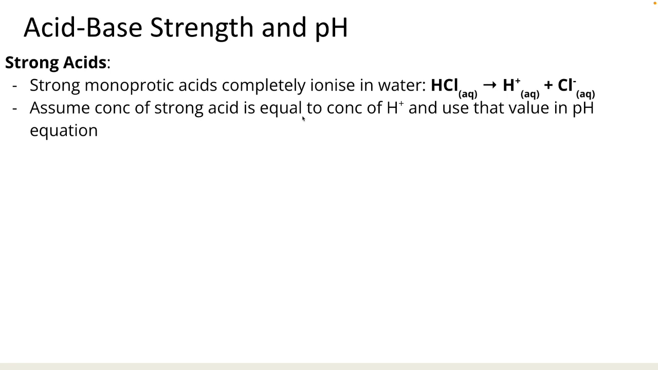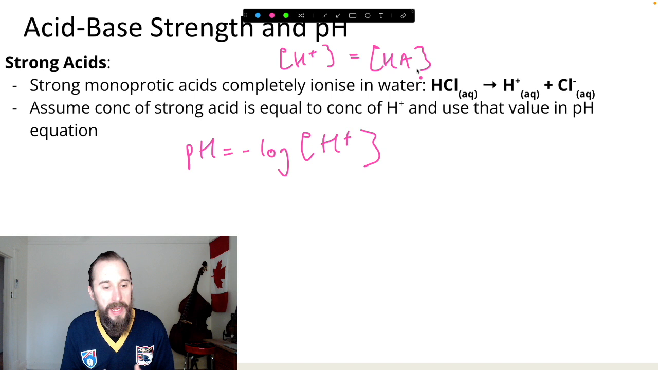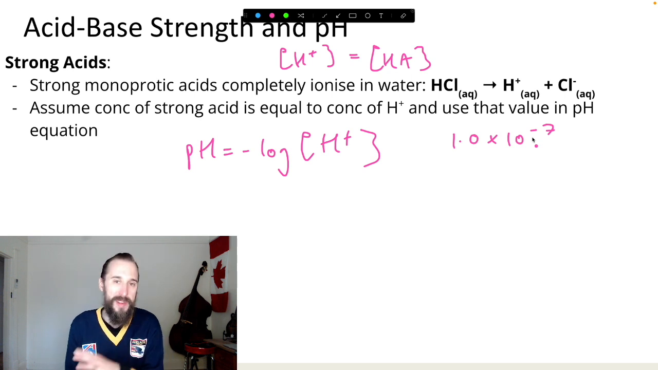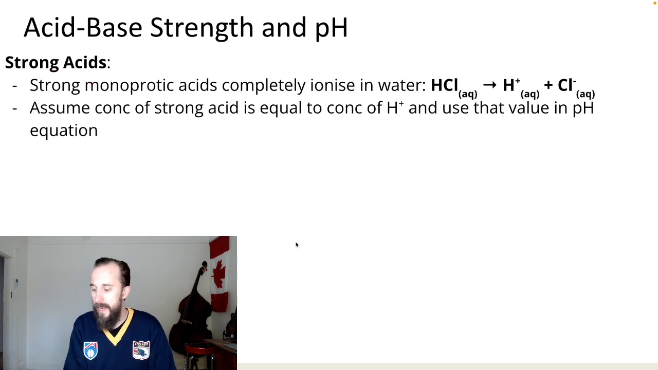Assume the concentration of acid is equal to the concentration of H plus and use that value in the pH equation. So when we're using pH equals minus log of H plus, we can just assume that our concentration of H plus is equal to the concentration of our strong acid because it's all ionizing. And because the amount of hydrogen ion from water dissociating is so insignificant, 1.0 times 10 to the minus 7, for all intents and purposes, we can just ignore that value. So when we're calculating the pH of strong acids, we can just use the concentration of the strong acid as the concentration of the H plus. We'll practice that in a moment.